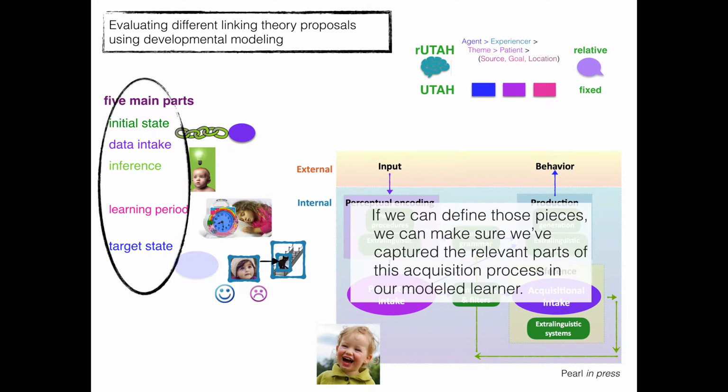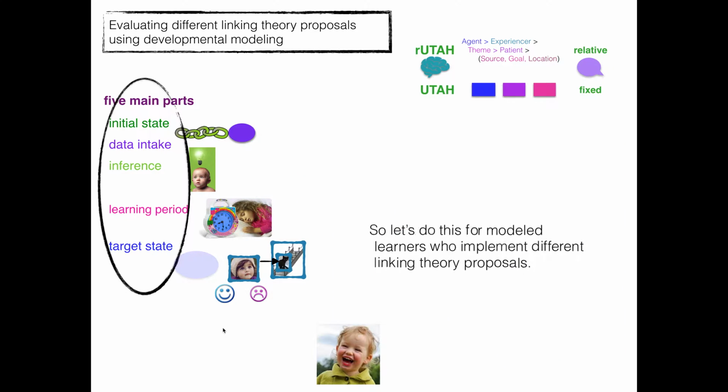So if we can define these pieces, which captures a lot of what's going on here, we can make sure we've captured the relevant parts of this acquisition process in our modeled learner, which is the goal. So let's do this for the modeled learners who implement different linking theory proposals, all these guys up there.